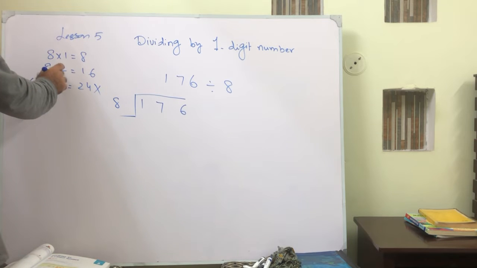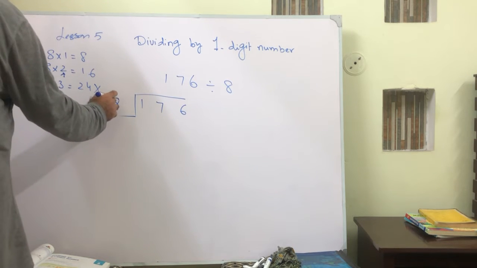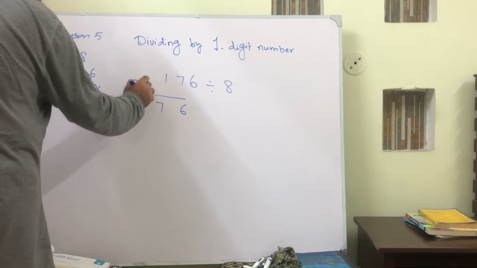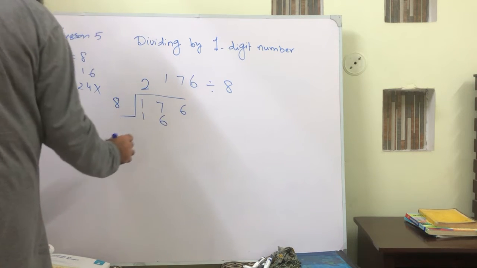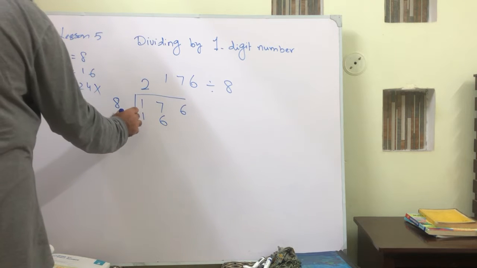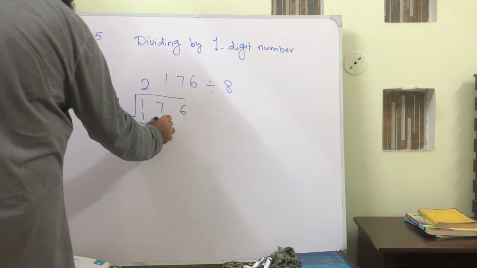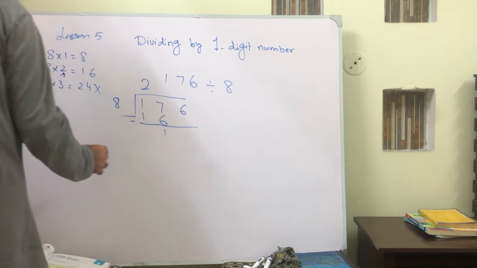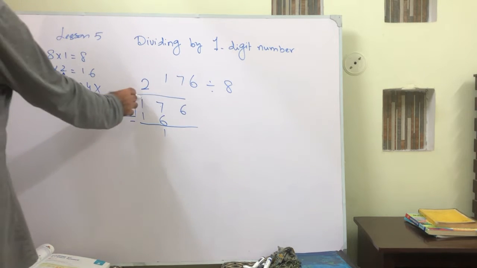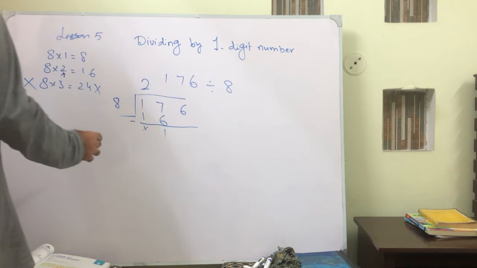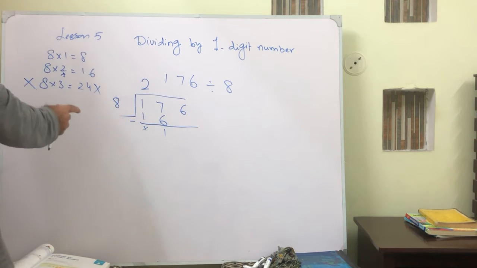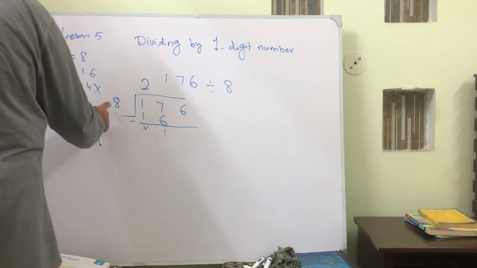So 8 twos are 16, this 2 will be placed here. 8 twos are 16. After that we subtract, minus, put a sleeping line here. 7 minus 6 is 1. 1 minus 1 is 0, put a cross, 0. Now this 1 is less than 8. We cannot divide this one by 8.